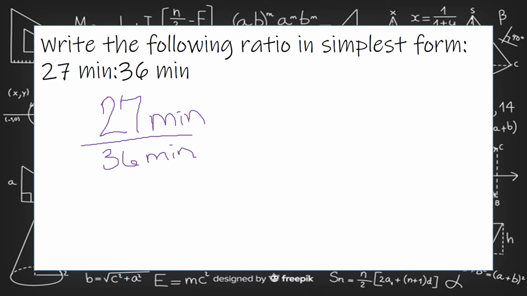Now we're going to see what can go into both 27 and 36 evenly. I know that both of these are divisible by 9. So I can simplify by dividing the top by 9 and dividing the bottom by 9. 27 divided by 9 gives me 3. 36 divided by 9 gives me 4. So this ratio in simplest form is 3 minutes to 4 minutes.